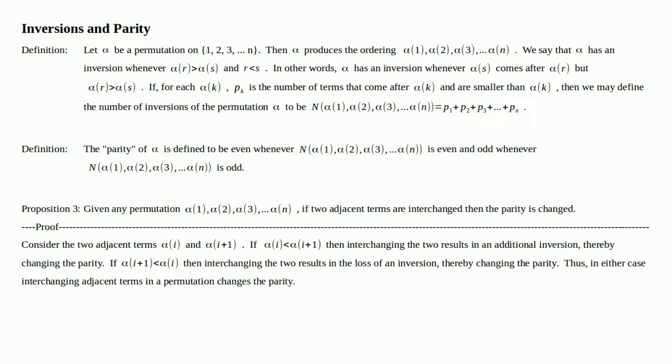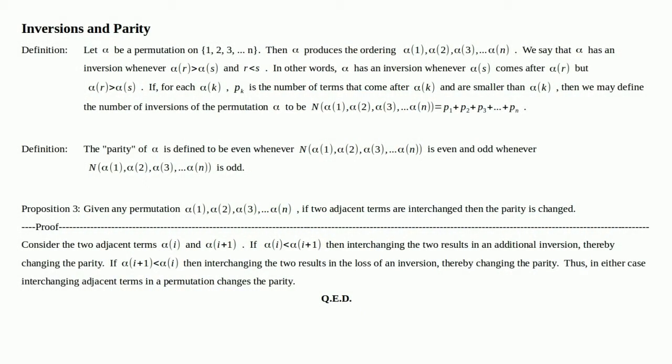Thus, in either case, interchanging adjacent terms in a permutation changes the parity, right? Either way, if I'm adding an inversion or subtracting an inversion, I've changed the parity from even to odd or from odd to even. Doesn't really matter. Anytime I interchange two adjacent terms, no matter what, I've changed the parity. QED. Okay, that's proven.